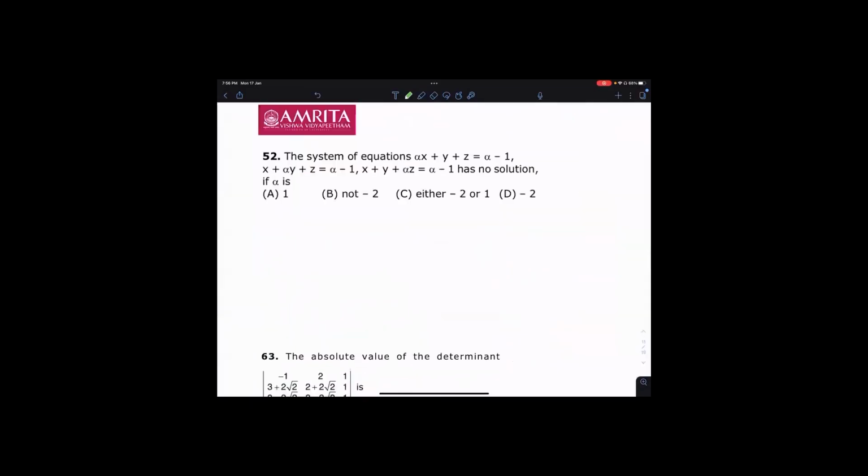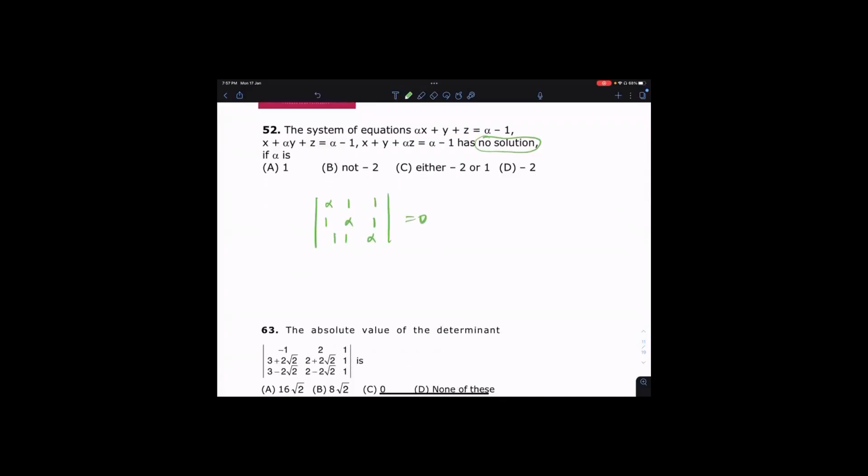Now what they have given? They have given 3 equations and they are saying no solution. If they give no solution or if they give infinite solution, only one thing you have to do. Determinant of the coefficients: alpha 1 1, 1 alpha 1, next one is 1 1 alpha. This must be 0.